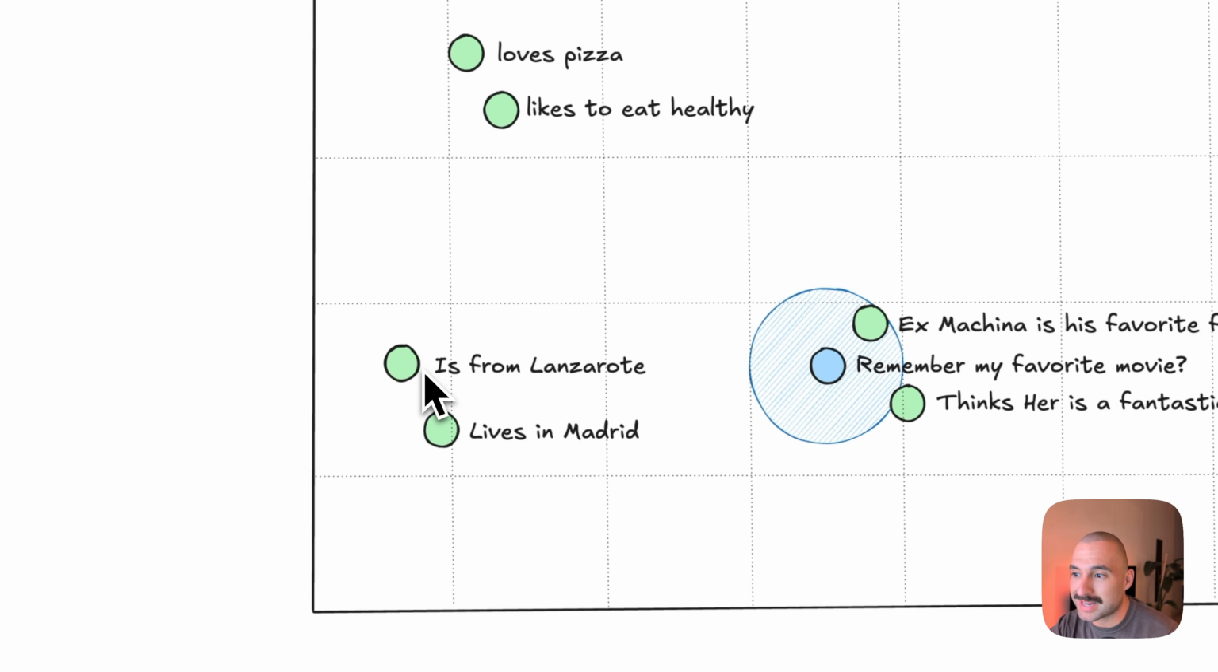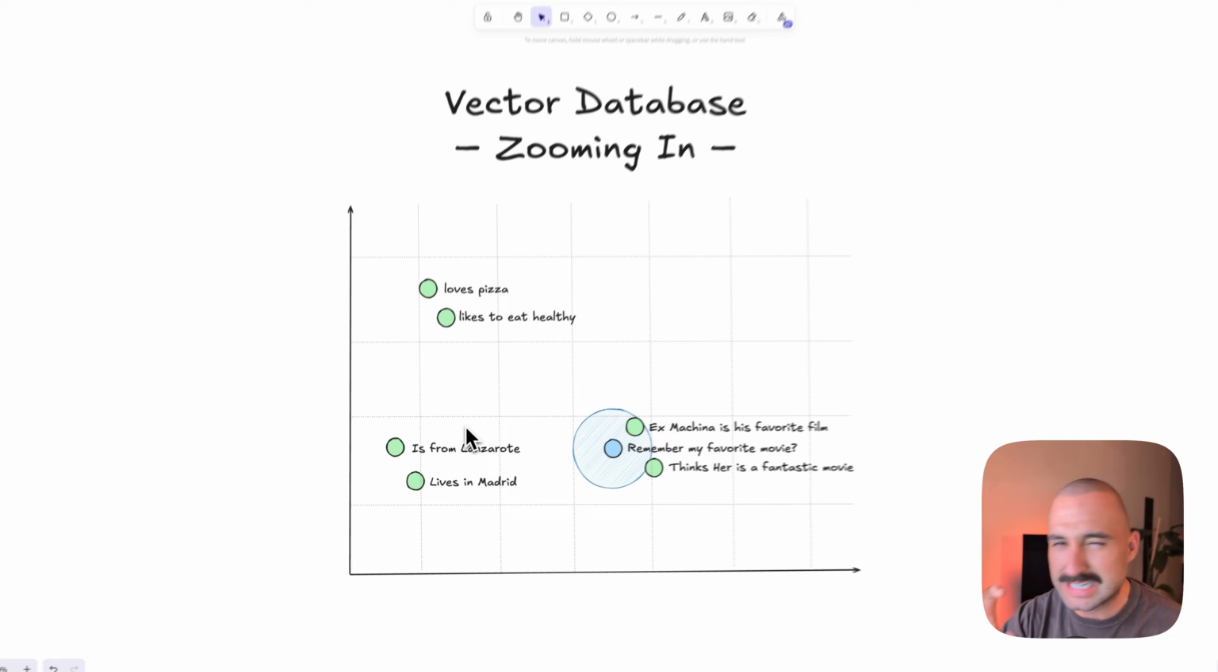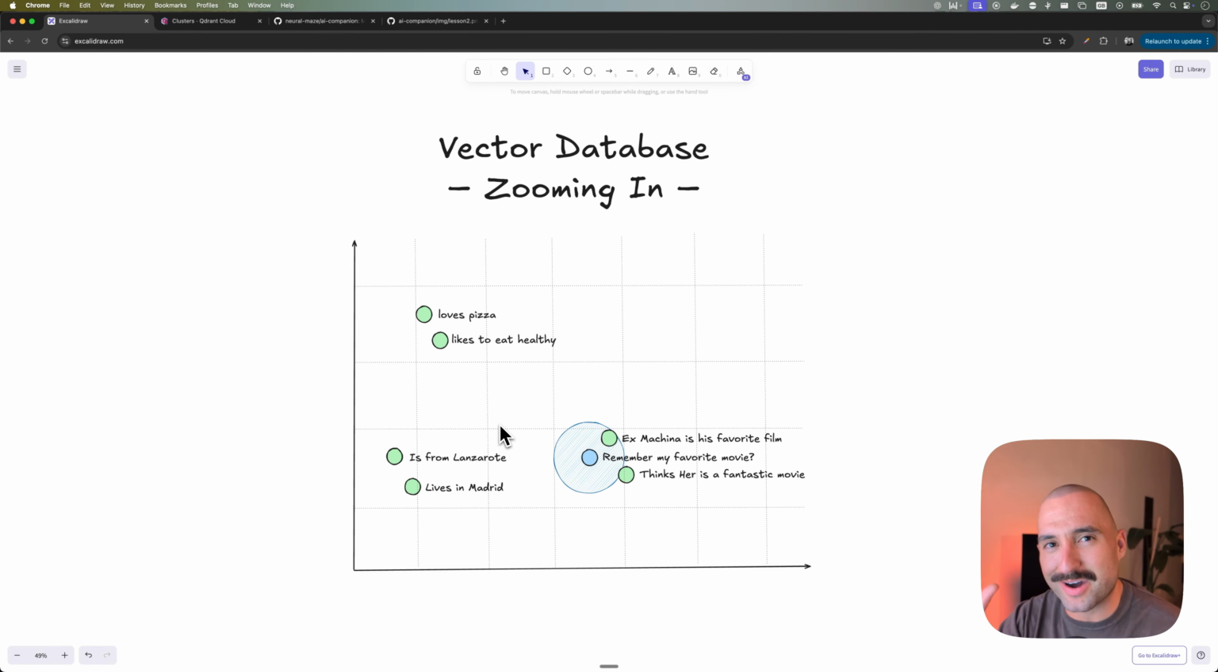Same thing, he's from Lanzarote, he lives in Madrid. So these things could be related to a space or to cities, and these two things have more in common than pizza and Lanzarote. So this more or less would be the whole idea of semantic search.